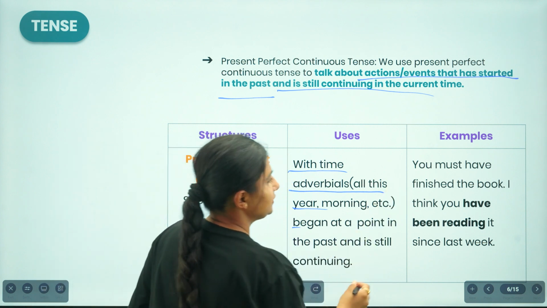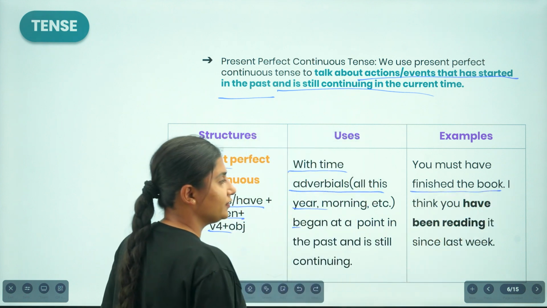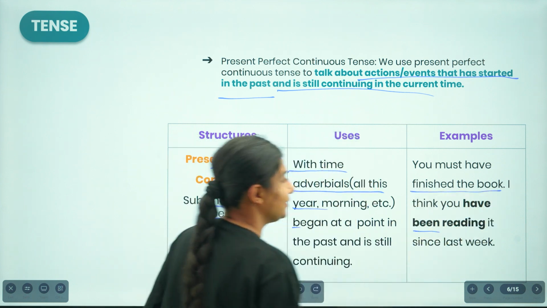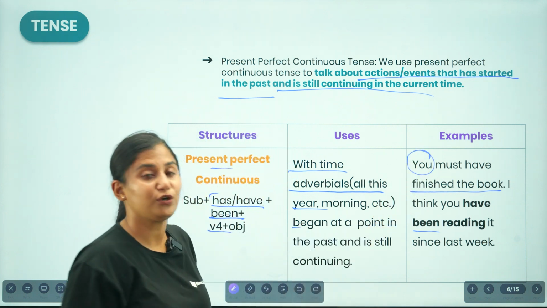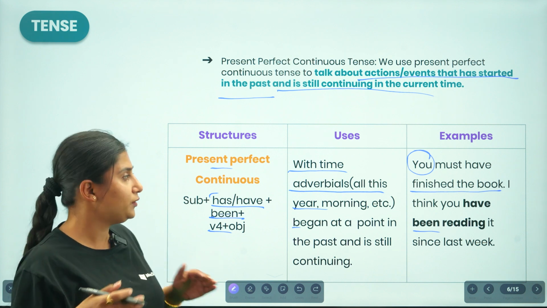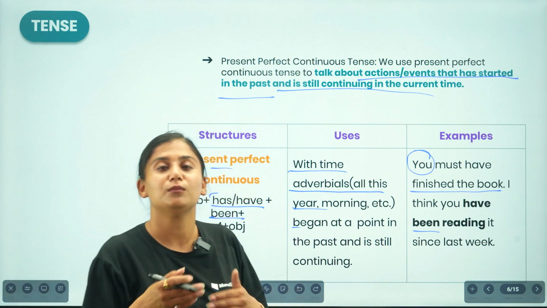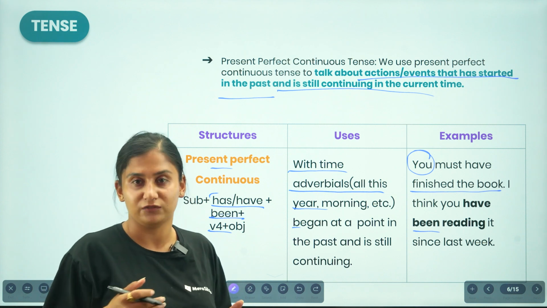So the thing is, you must have finished the book. I think you have been reading it since last week. Here the speaker "you" is talking about the action, talking about the completion of the action, that is, the completion of the reading of the book.